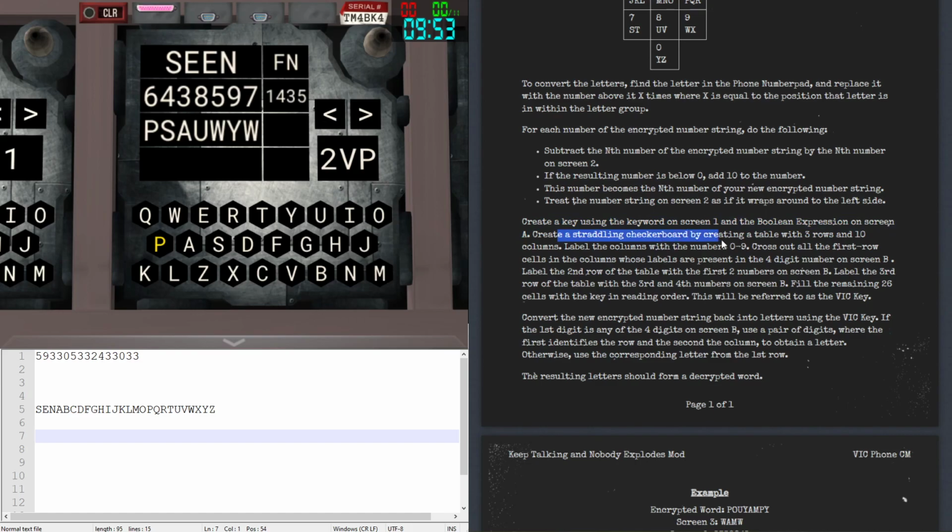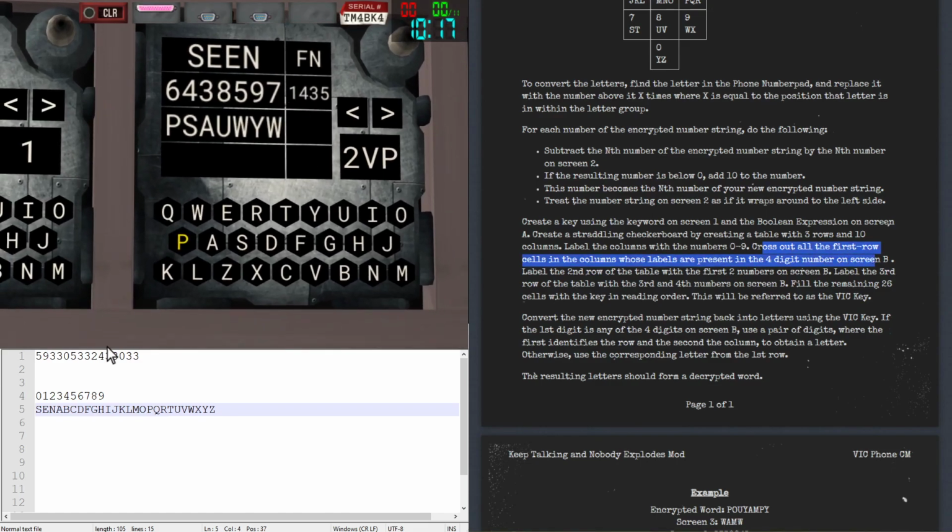We're going to create a straddling checkerboard by creating a table with 3 rows and 10 columns. So we have the columns labeled 0 to 9, like so. We're also going to fill in our key within this. However, we're going to cross out all the first row cells in the columns whose labels are present within the 4-digit number on screen B, which is the 1435. So we can't have anything for 1, can't have anything for 3 or 4 or 5, which basically does something like this. The last 2 rows is basically filled in.